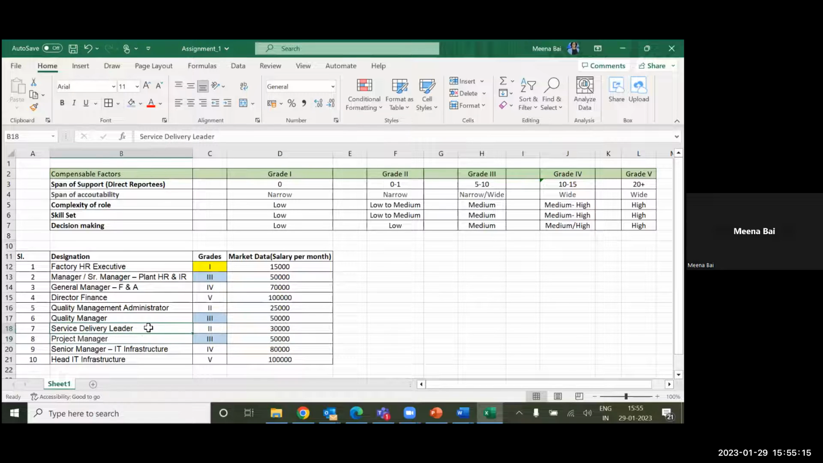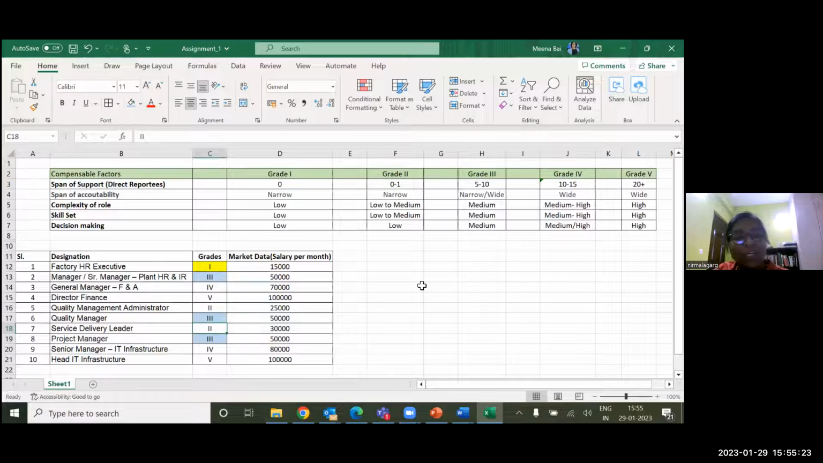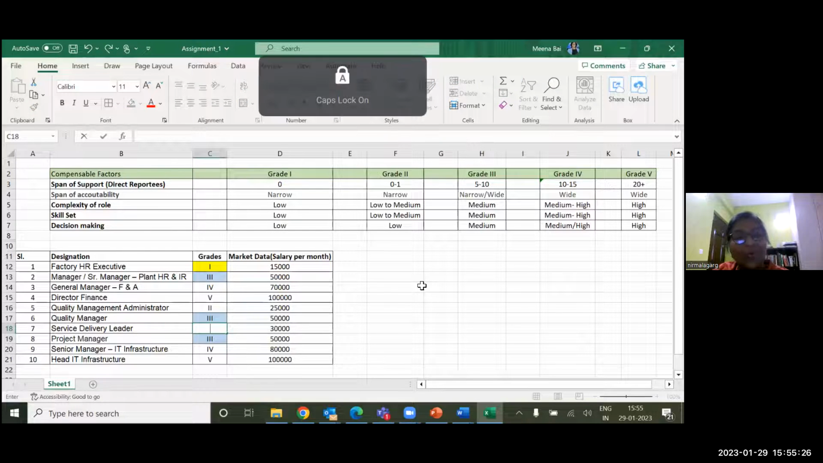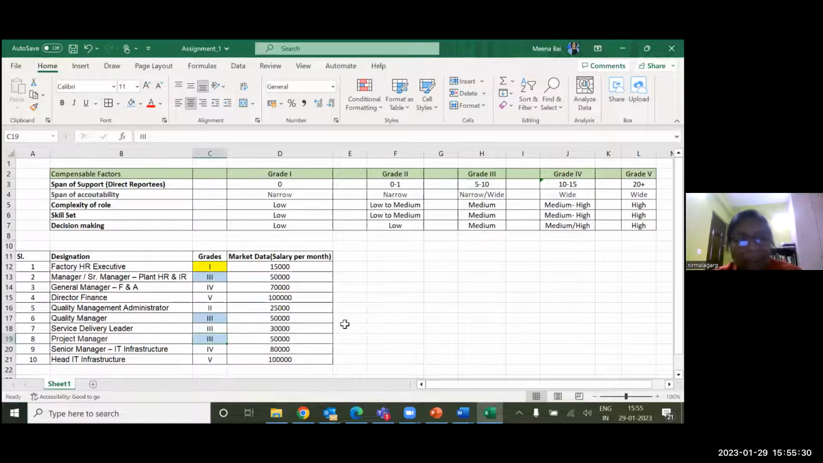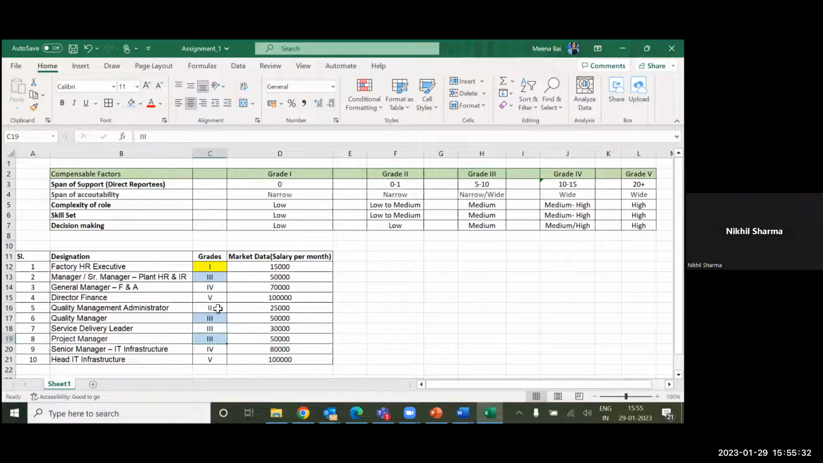I think service delivery leader should be a grade 3 or a grade 4. Normally, service delivery leader is at least that. Okay, you can make changes if you want to. But you don't do it like that in an organization, right? Because we look at all the descriptors and that. Okay. Done? All right.